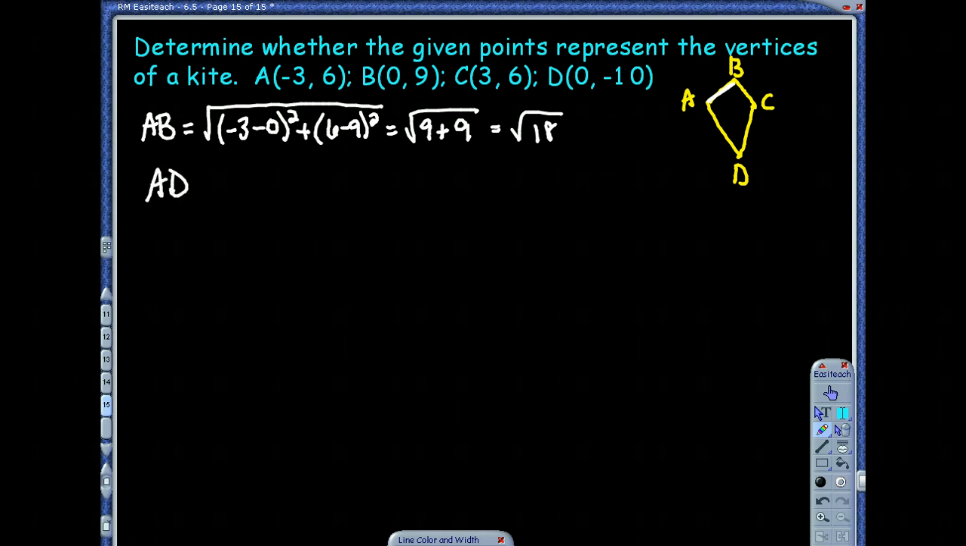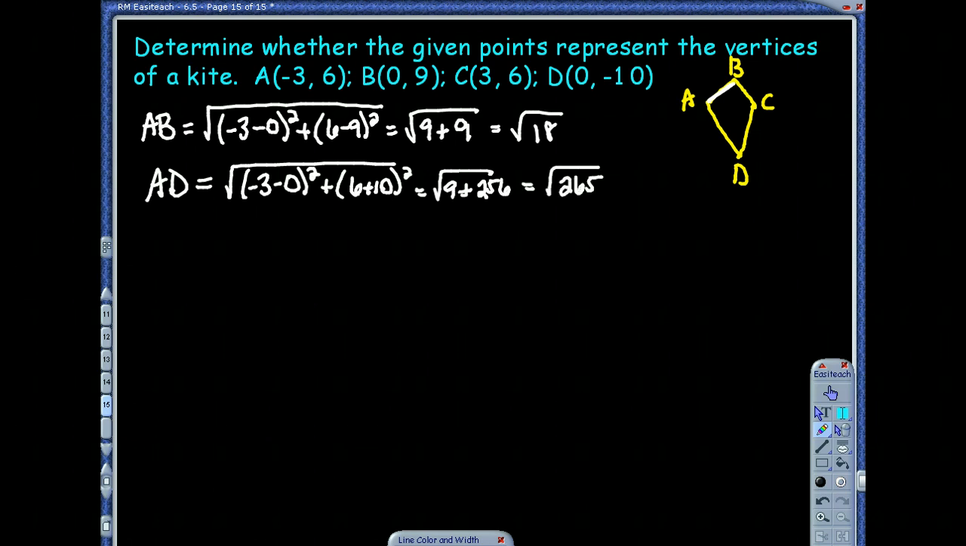AD is -3 minus 0 quantity squared plus 6 plus 10 squared. So that's 9 plus 256, which is the square root of 265. Right away, those two are obviously not congruent. But that doesn't prove anything. That just proves that those would not be the congruent consecutive sides if it was a kite.